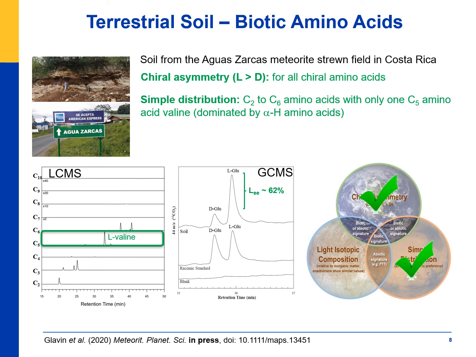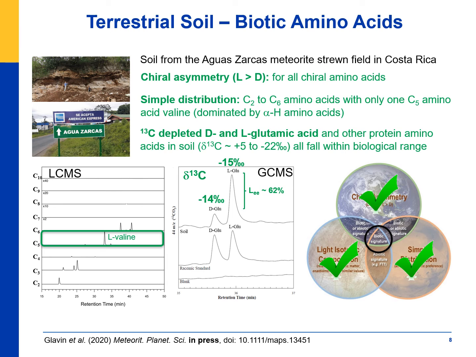Here, in contrast to meteorites, we see a very simple distribution of 2 to 6 carbon amino acids with only one 5 carbon amino acid isomer here, and this is valine. This sample is dominated by alpha hydrogen amino acids, so again, we do see the simple distribution and structural isomeric preference that we don't typically see in meteorites. And then finally, the carbon isotope measurements, not surprisingly, are carbon-13 depleted. We see this in D and L glutamic acid. We also see this depletion in other protein amino acids analyzed in the soil, which all fall within the biological range. So here we have a clear biotic signature.